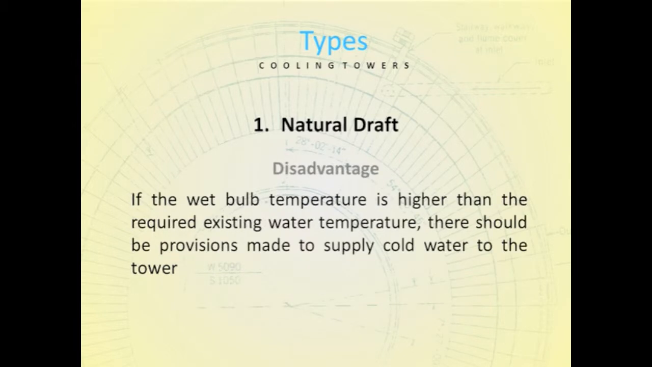The major disadvantage of using natural draft cooling towers is that if the wet bulb temperature is higher than the required existing water temperature, there should be provisions made to supply cold water to the tower to sufficiently cool the water to the required temperature.